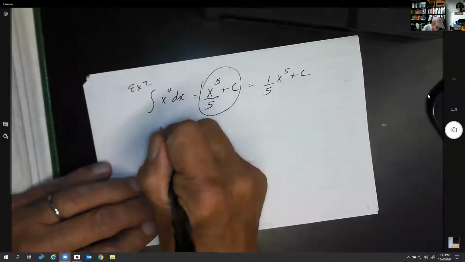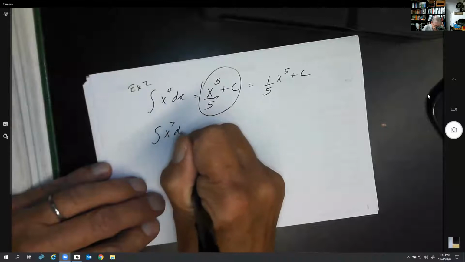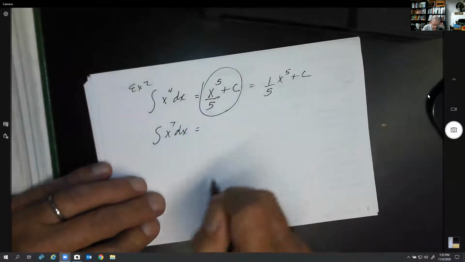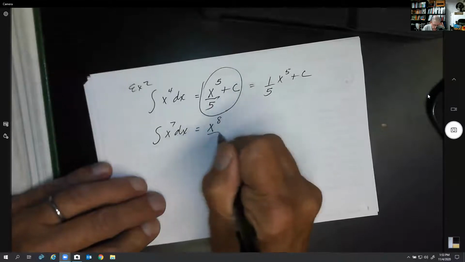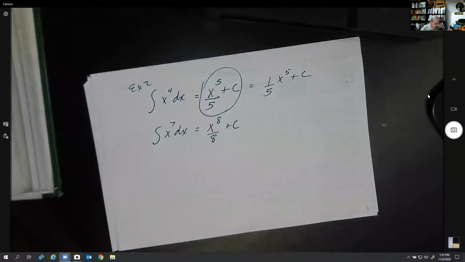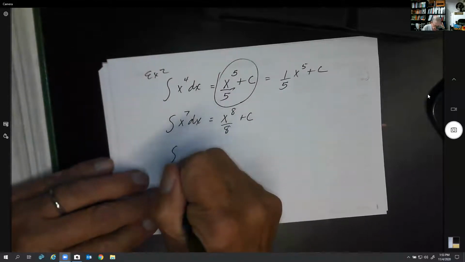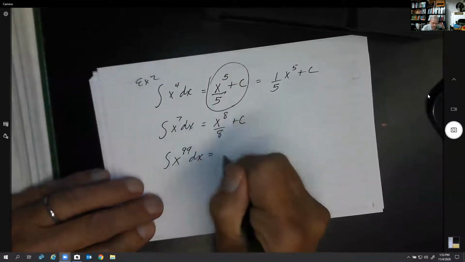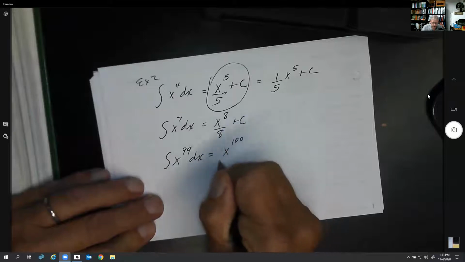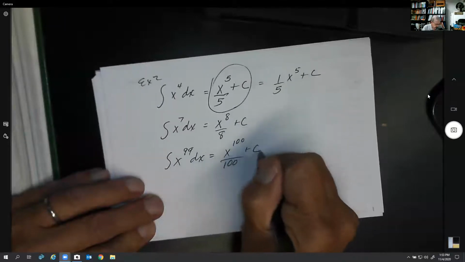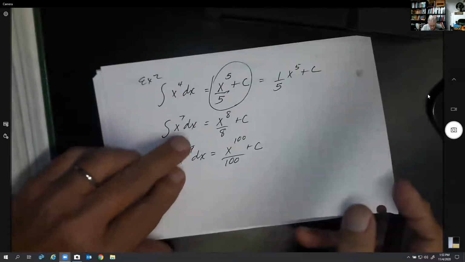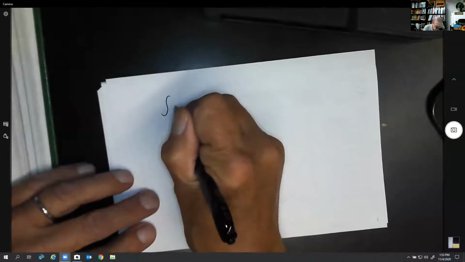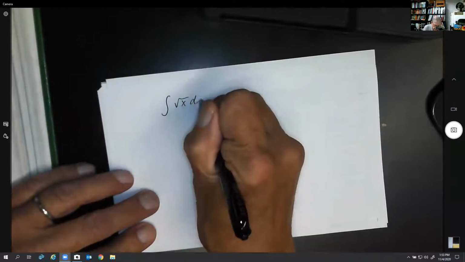Okay, let's do some more of those. X to the 7 dx is x to the 8 over 8 plus c. Pretty cool. Okay. X to the 99 dx is x to the 100 over 100 plus c. Well, here's a little bit harder one. The integral of the square root of x dx.